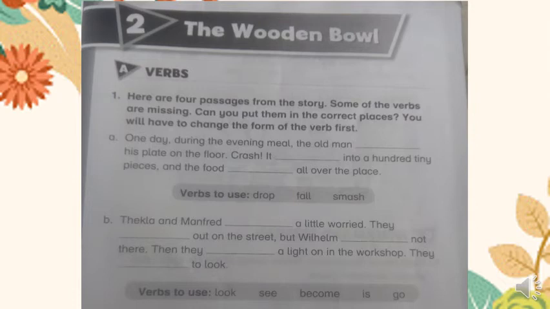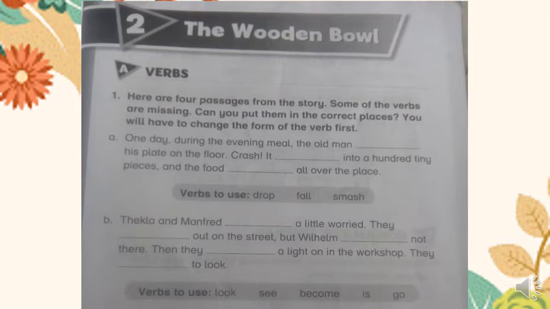Now open your workbook page number 9 and along with that open page number 15 of your textbook as well. In this we are going to solve the exercise of the chapter The Wooden Bowl and the topic of grammar is verb. Now we have to first sort out the 3 forms of the verb. One is past tense, other is present and third one is future. Past tense is which has happened before, present that is happening now and future that will happen next.